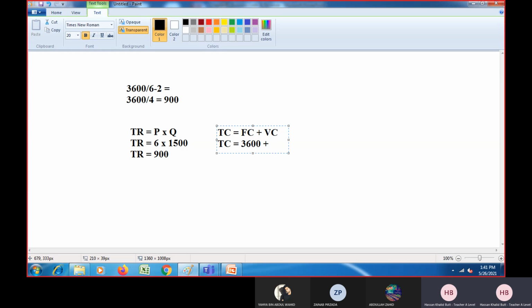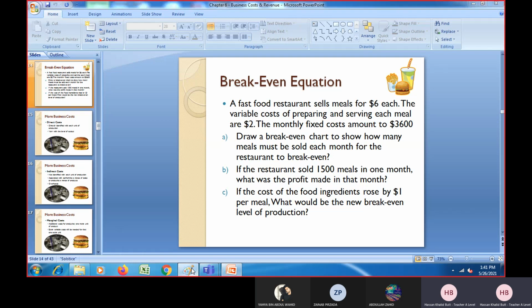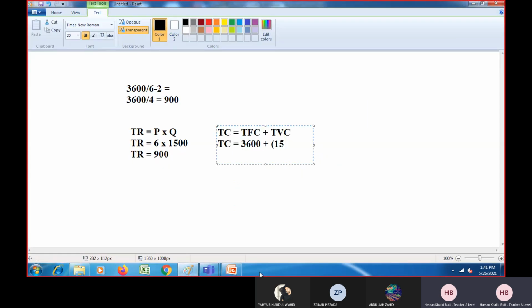Like this is total fixed cost and this is total variable cost. But we are always given variable cost per unit. And what is it? Variable cost is, you can see that, $2. Okay. So we'll take, and what is the output? 1500. So we'll take 1500, that is the output level, into variable cost per unit, that is 2.